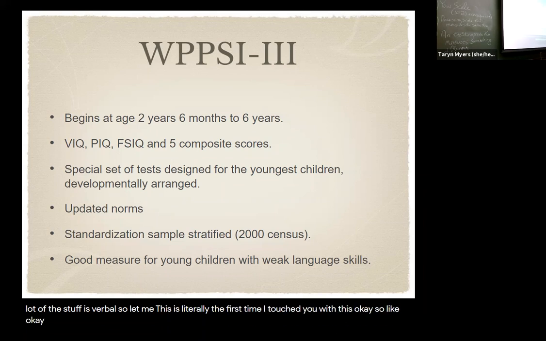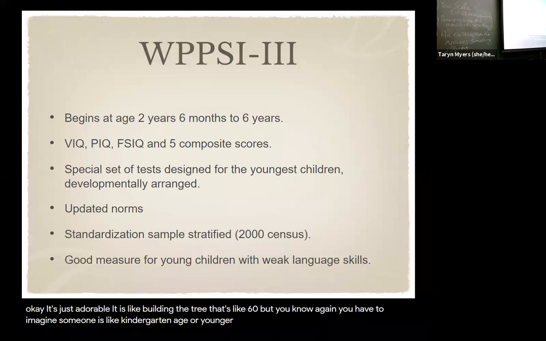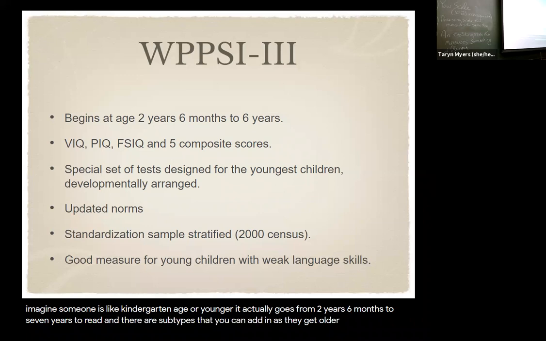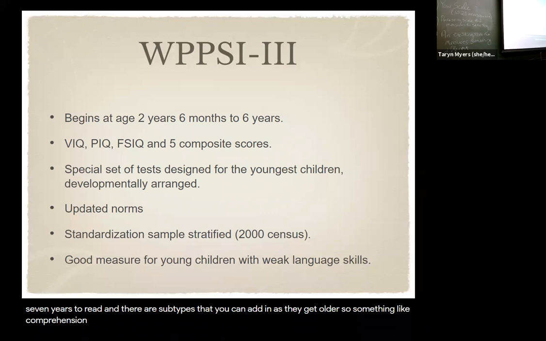So object assembly for kiddos is stuff like, it's just adorable, and it gets a little more complicated, like building a tree with 50 pieces. But again, you have to imagine someone who's kindergarten age or younger taking this. It actually goes from 2 years, 6 months to 7 years, 3 months. And there are subtests that you can add in as they get older. Something like comprehension, how we talked about on the Wechsler, they do have a child-appropriate version of that, but you're not going to give it to a 3-year-old. But once they get to 4, you might be able to add some of that stuff.